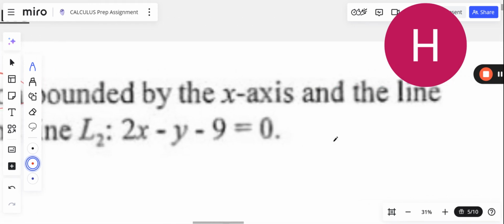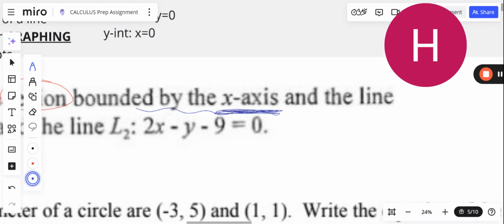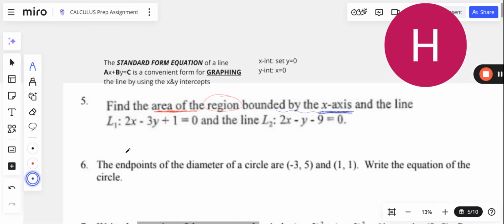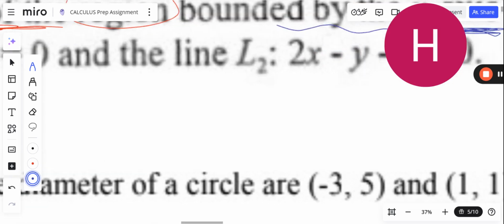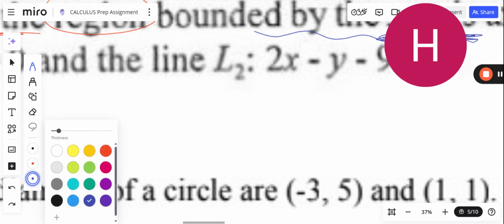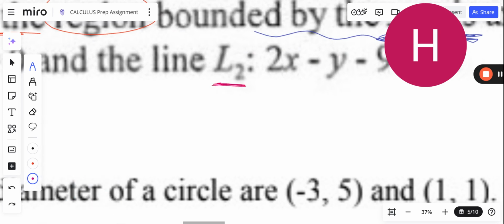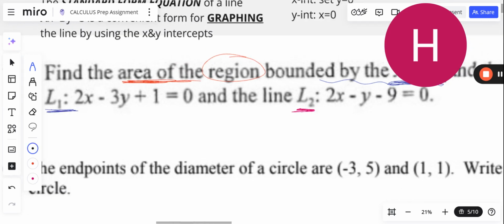Bounded by the x-axis. Okay, so these are some important boundaries of the region. We have the x-axis, which is just the horizontal axis, and the line L1. So this is one of the boundaries, and also the line L2. So this is one of the boundaries. In fact, I think I'll use a different color for that one, and that way when we're sketching the lines out, there's no confusion on which line is which.